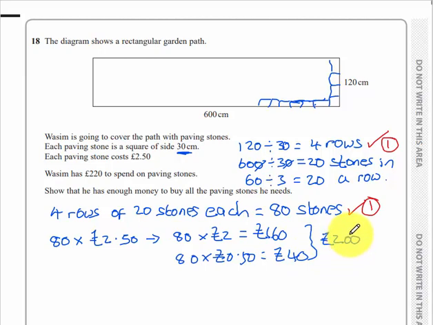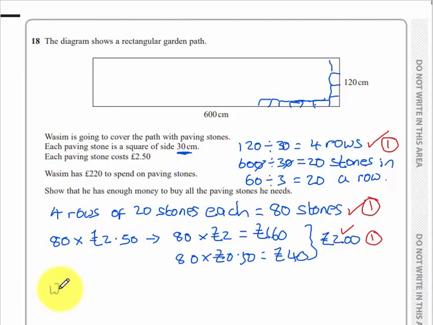Now this method for getting to the total cost of the stones is worth the 3rd mark. Notice I said the method is worth the mark, not the answer of £200. So if I had done 80 times 2 and for some reason had got that wrong, I could still pick up the 3rd mark, because I've shown the examiner I know what to do even if I hadn't done it correctly. And the 4th mark is for answering the question.